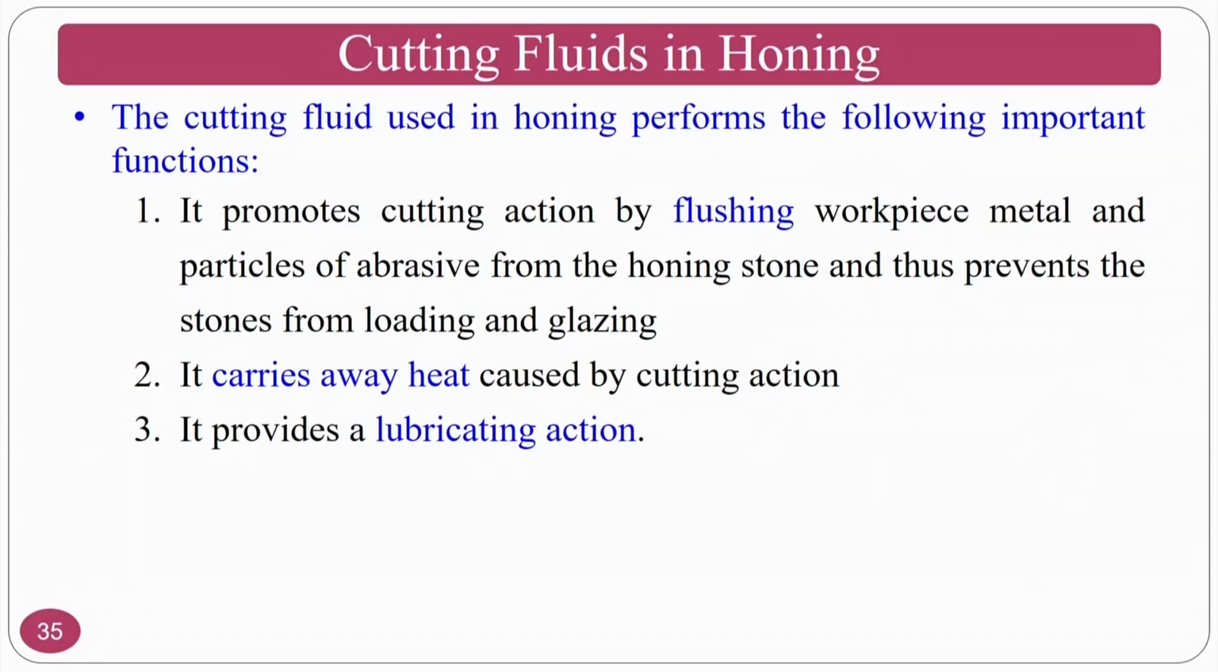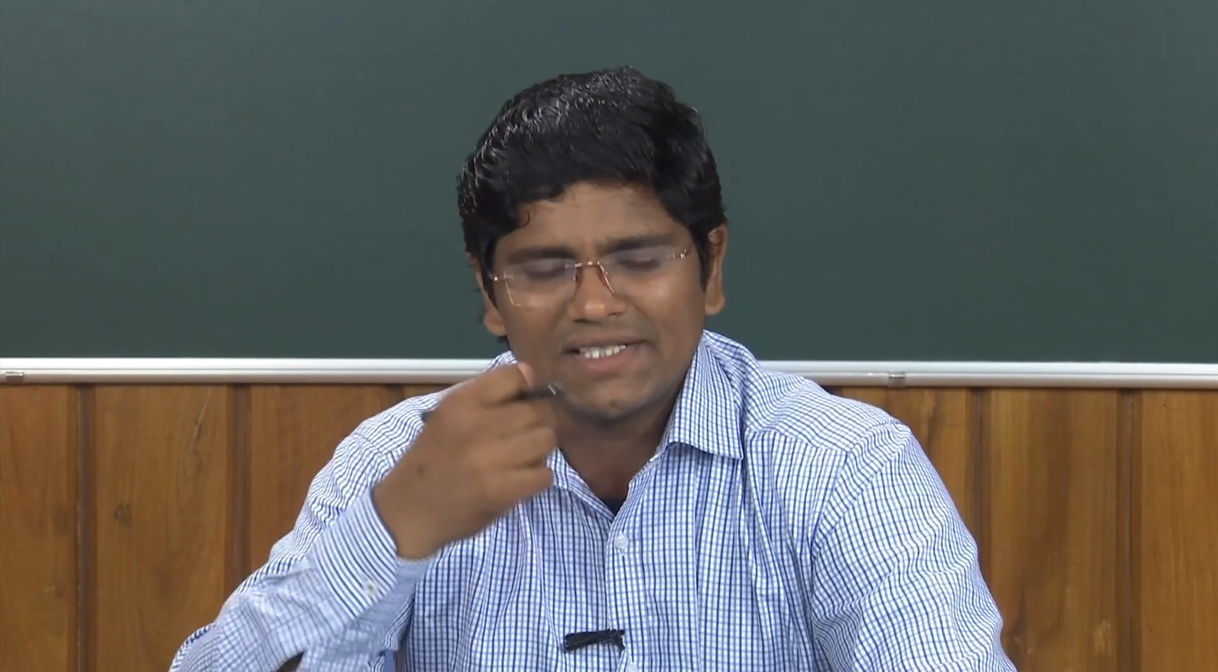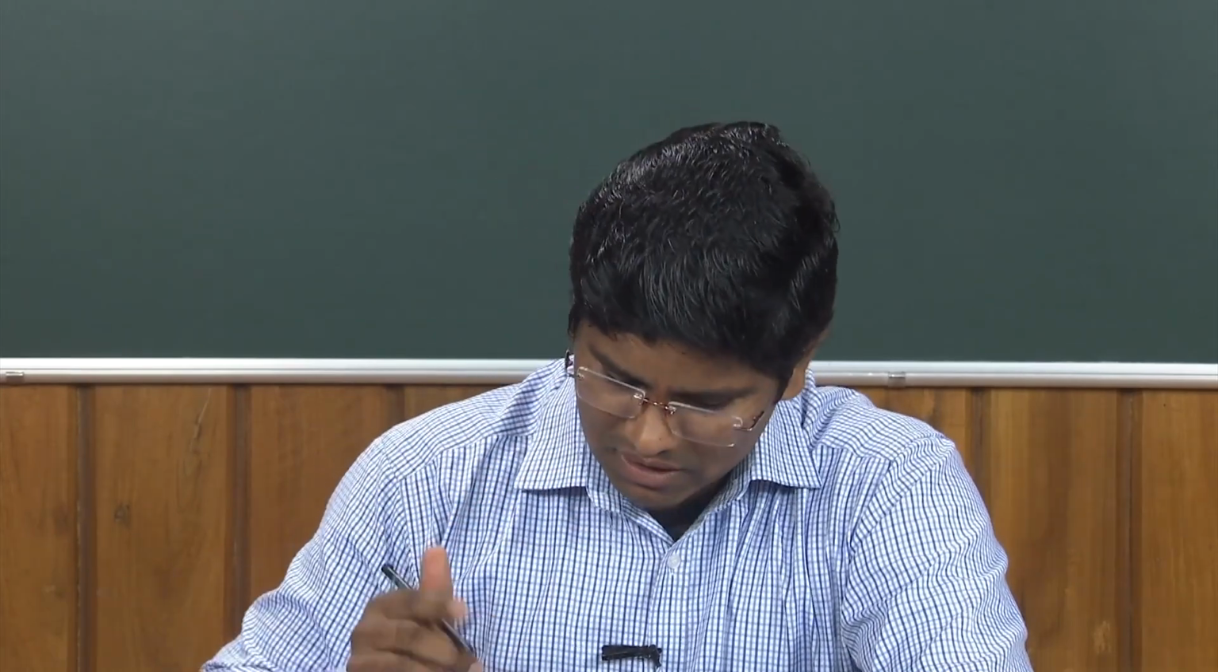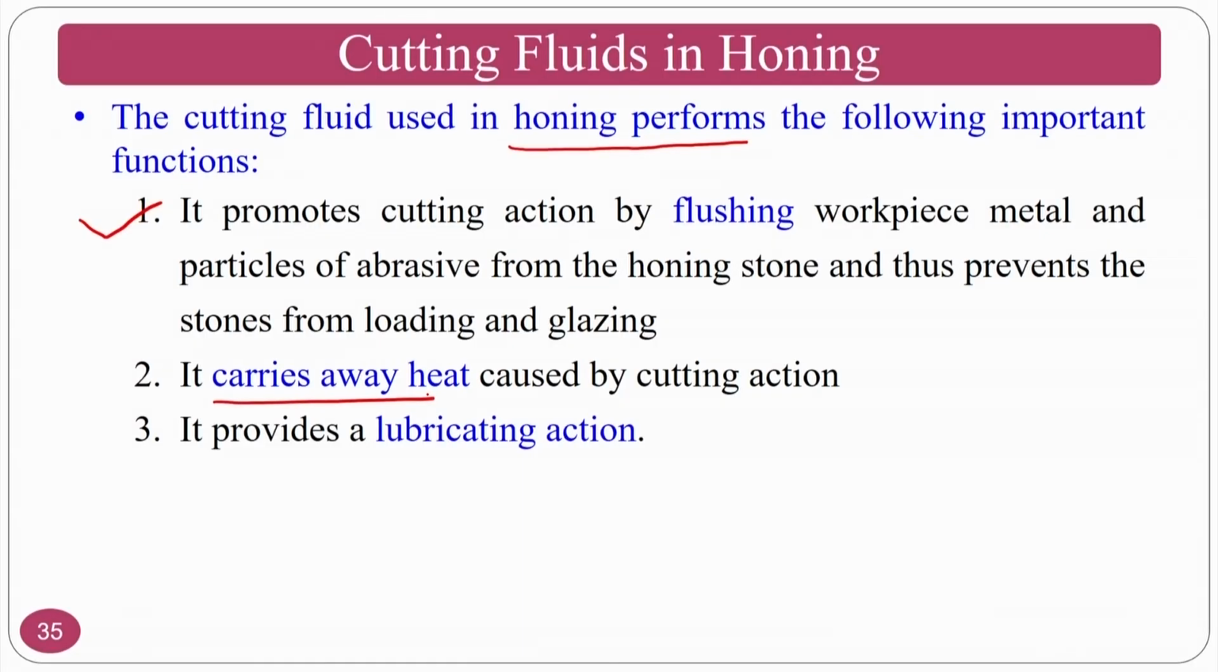The cutting fluid, normally cutting fluids in the honing process, performs the following important functions. It promotes the cutting action by flushing. Normally the particles generated from the workpiece, and at the same time the fractured abrasive particles, will all be flushed, and it carries away heat, because the lubricating property decreases the friction, because of which heat generation is very less. If there is generation, what will happen? By virtue of convective heat transfer, it will take away the heat and provides a lubricating action also. Okay, by which the surface finish that you will get is better.